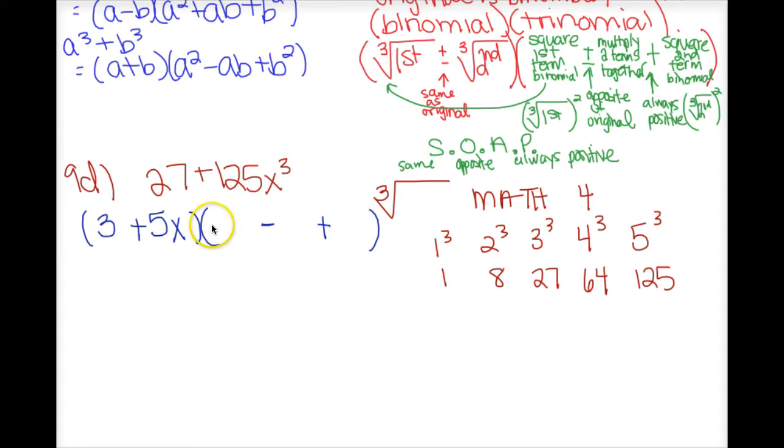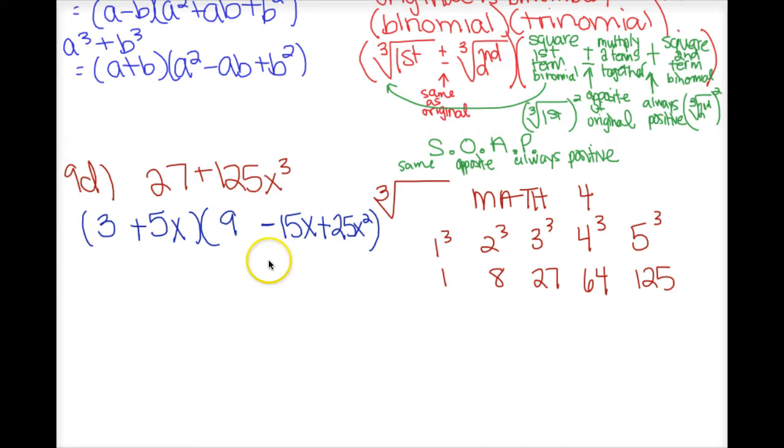Now, when I go to do the trinomial part, I'm not looking at this. I'm looking at this. So when it says square the first term, it means this one. So 3 squared is 9. Middle, multiply these together. Gives me 15x. And then my last term, square the second term of my binomial. Be careful. I'm squaring 5x. That means you have to square both parts. 25x squared.